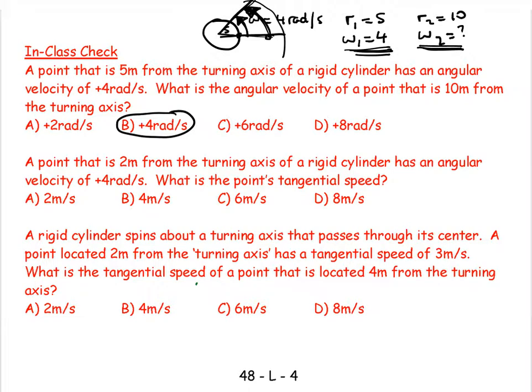A point that is 2 meters from a turning axis of a rigid cylinder has an angular velocity of 4 radians per second. What is the point's tangential speed? So now here's the point, and this point is 2 meters from the turning axis, and it has an angular velocity of omega equal to 4 radians per second. And then what is its tangential velocity, Vt?